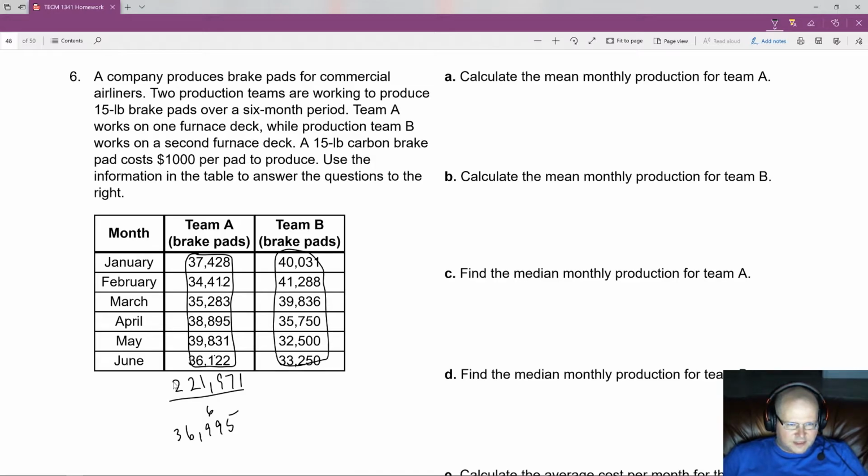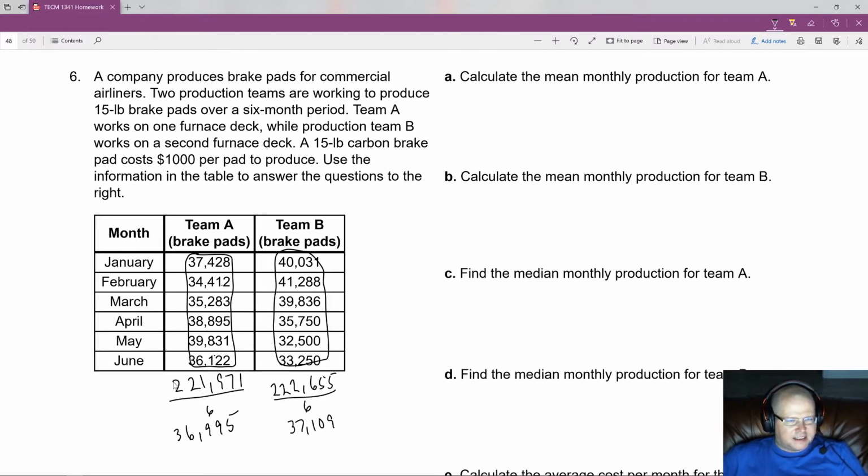Now, they also want you to calculate the mean of this grouping right here. So we do the same thing. We add all these together. That gives me 222,655. And then because there's 6, we divide by 6. And then we get the mean of 37,109.